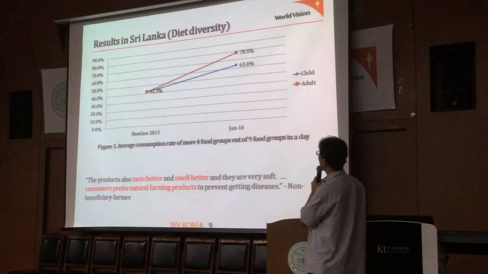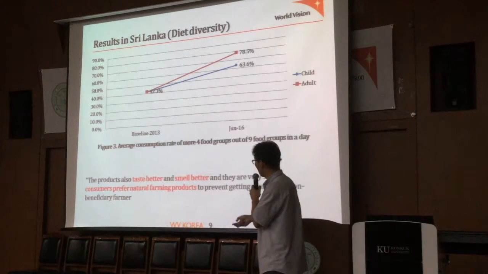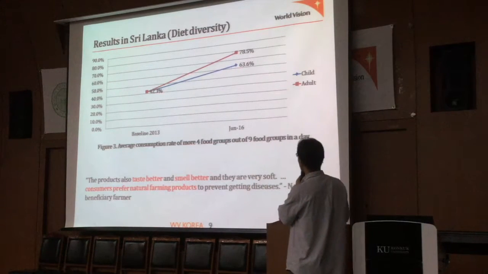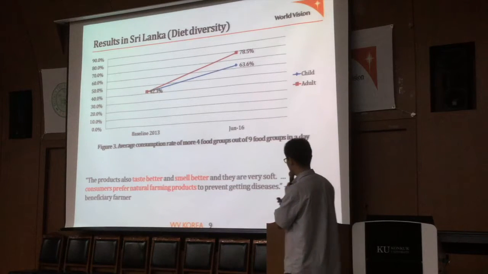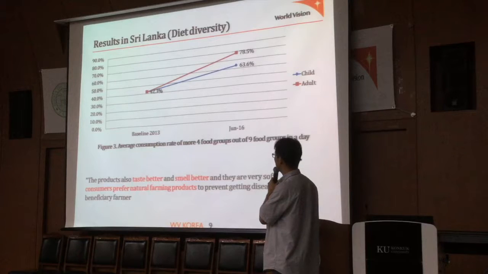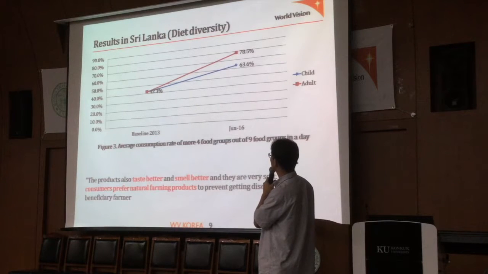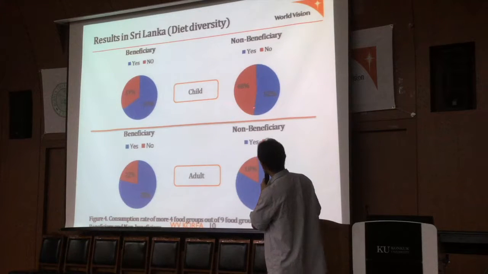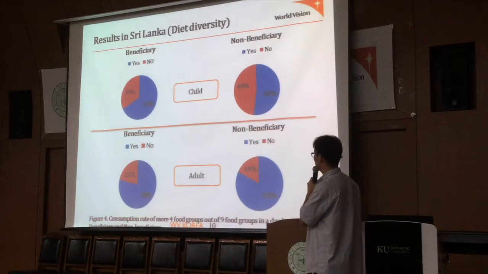This is the diet diversity. Because through natural farming, they get more diverse, various diets in their home garden. So in the baseline, they are at 42.3%, and they improve like this, the child and the adult. Taste is better, smell is better, and consumers prefer natural farming products. This is the diet diversity comparison. So they also improved, beneficiary and non-beneficiary. In children, they improved more. 67% is the beneficiary, non-beneficiary 52%.